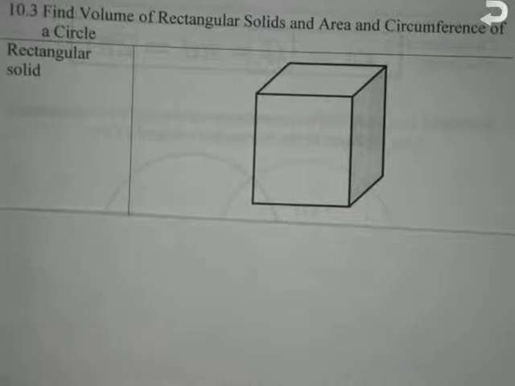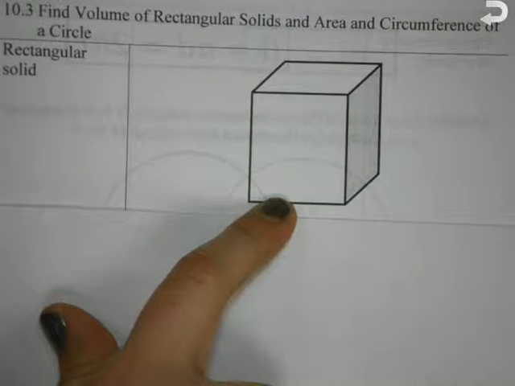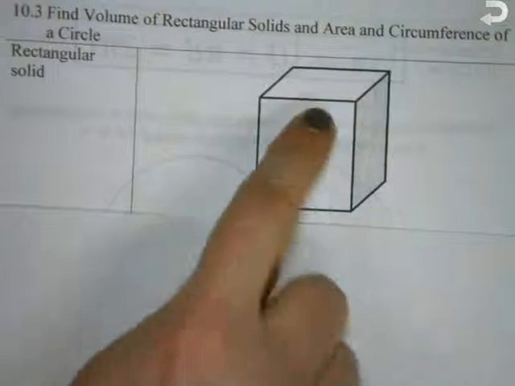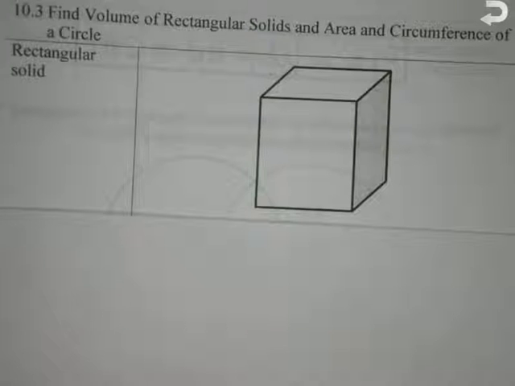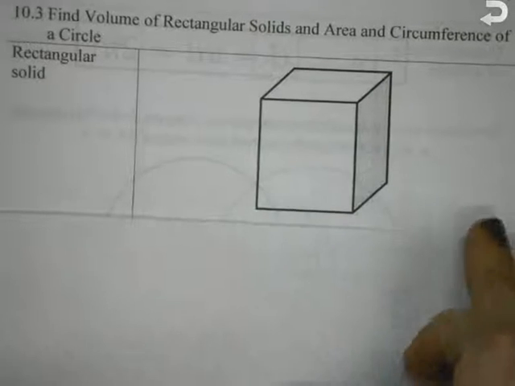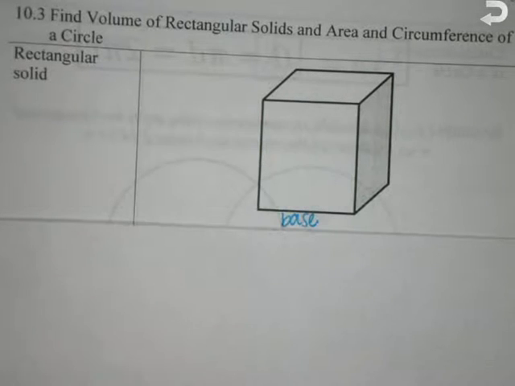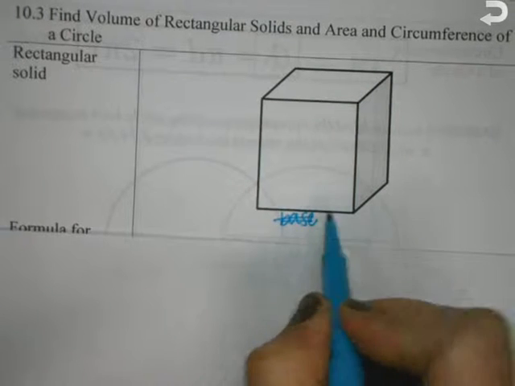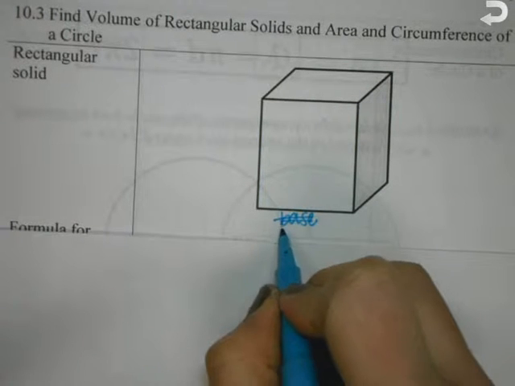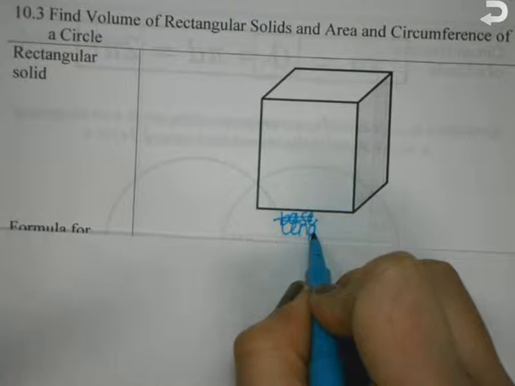Okay, a rectangular solid looks a lot like a box, right? So all of its sides are rectangles. That's what it means. So we do have some things we have to label, though. Rectangular solids all have a base. The base is the part going along the bottom. Actually, we call that length, don't we? Not base. Rectangular solids all have a length. I'm sorry. Length.